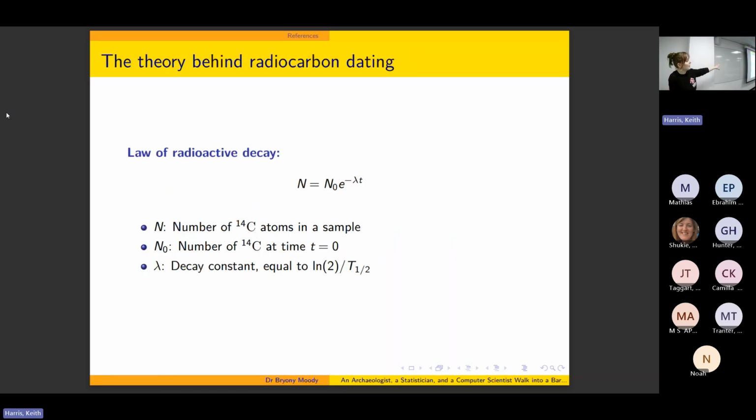So we've got the formula. This is usually what people think of when they think of radiocarbon dating, right? They think this is the whole picture. We've got our number of atoms in a sample, which we might measure. And then you've got the number of carbon 14 atoms at time t equals 0. And then the decay constant, which we work out based on the half-life, t half, as the natural log of 2 divided by that.